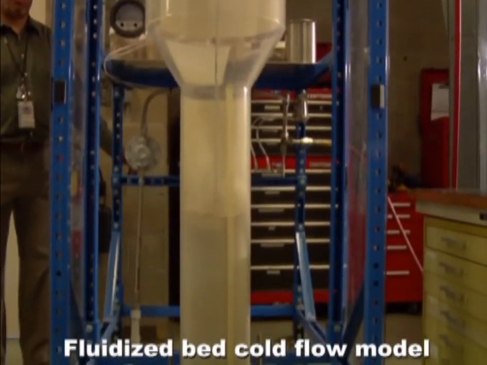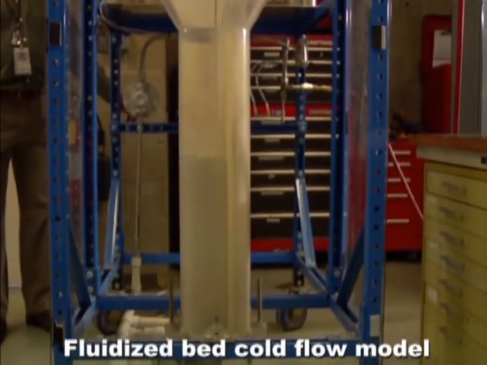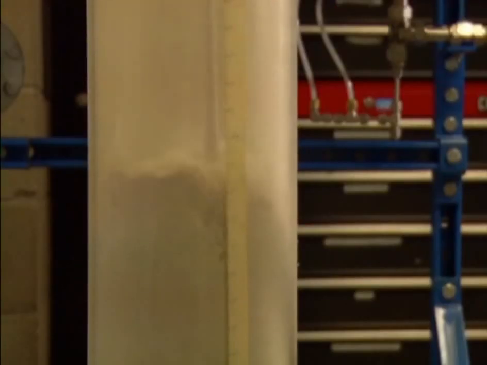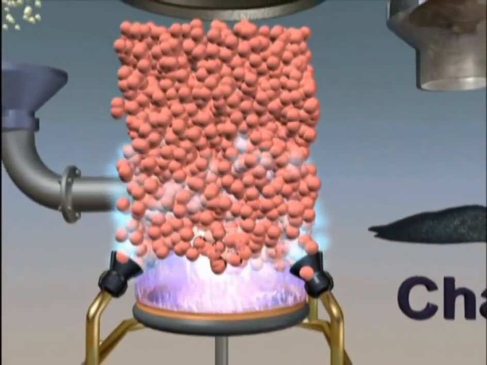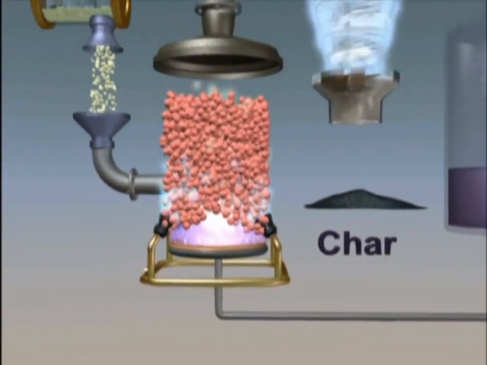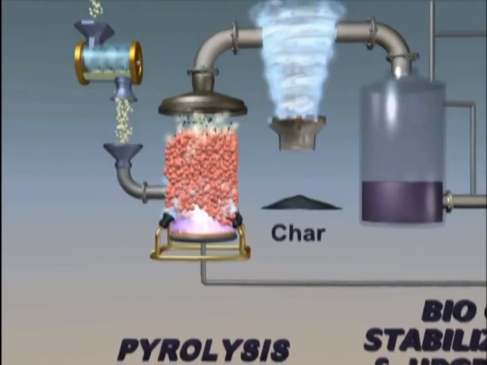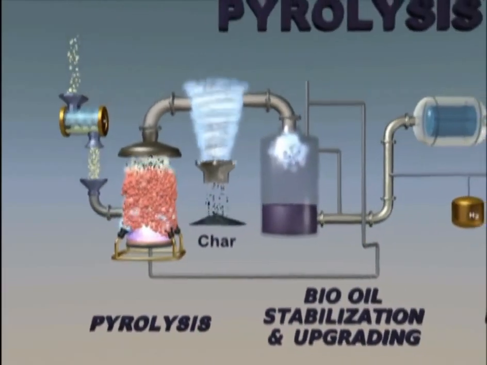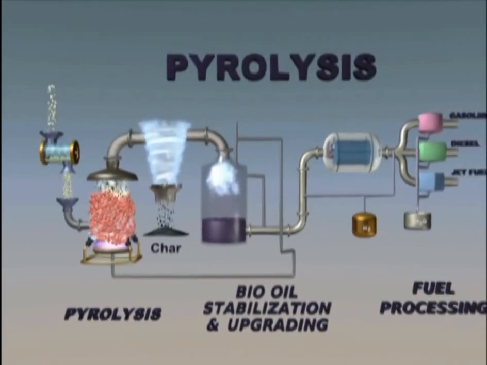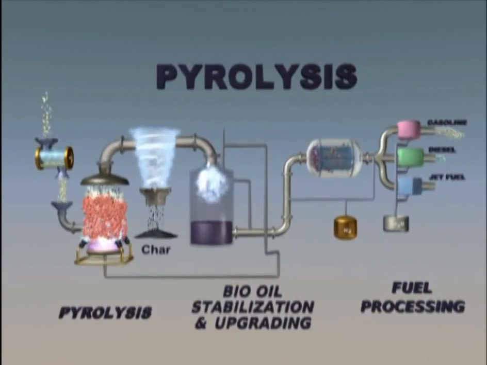The thermochemical conversion process uses heat to break down biomass into intermediates, such as gas or bio-oil, which can be upgraded into fuel and other products. One type of thermochemical conversion process is pyrolysis, a method that uses heat to decompose biomass in the absence of oxygen. Here's one example of a pyrolysis conversion process.